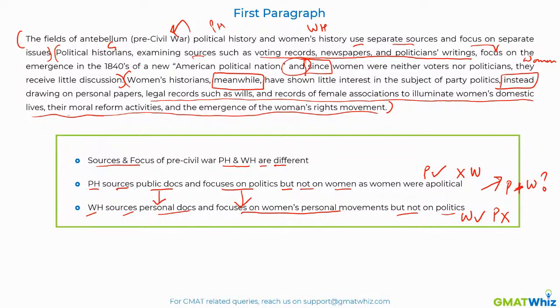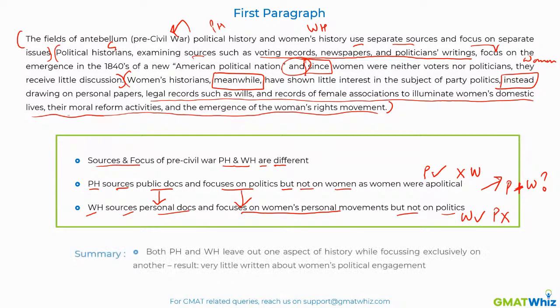So not only do I get to understand that the two fields of history focus on different things and talk about different things and their sources are different, I also get to infer that none of them are therefore talking about women and politics together. That is something which is missing in both cases. Okay, and that is the special edition, this part.